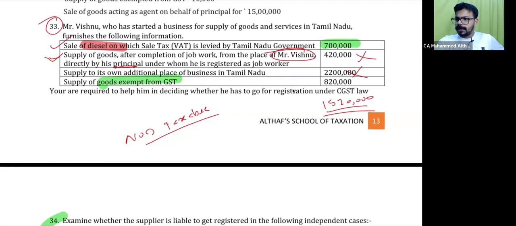Supply to own additional place, distinct person? No. See, that also you have to understand. To an additional place in the state, in Tamil Nadu, he's also in Tamil Nadu, right? Both branches in Tamil Nadu means same state. So that will be a distinct person only when it has separate registration. If it is a separate registration, then you can say distinct person. Otherwise, you cannot say. So it's not a distinct person.